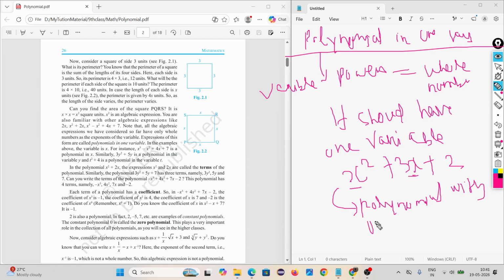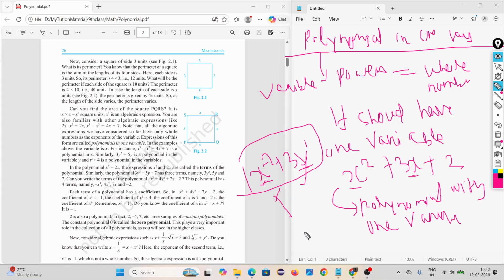Look, x square plus 3y. Is it a polynomial? Yes, because the highest power of a variable, look, x power 2, y power 1. Is it a polynomial in one variable? No, because here two variables are there, x and y. All should have the same type, like y square, y the same.